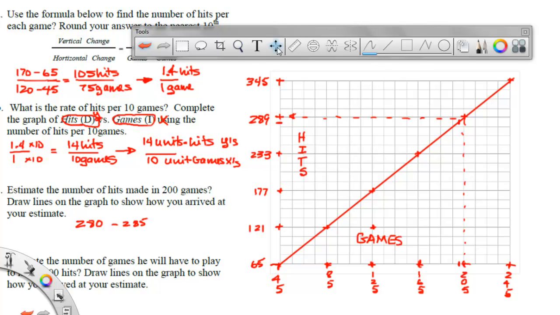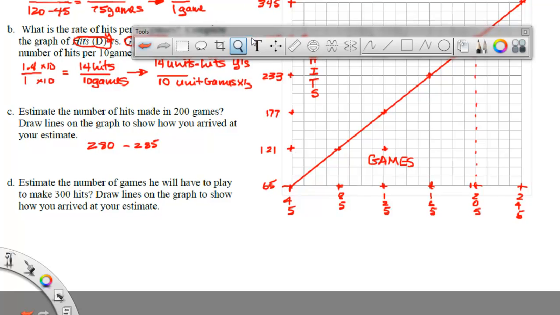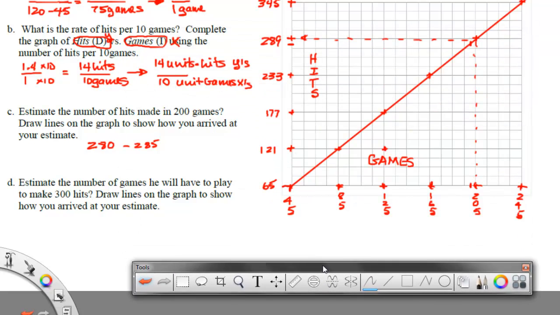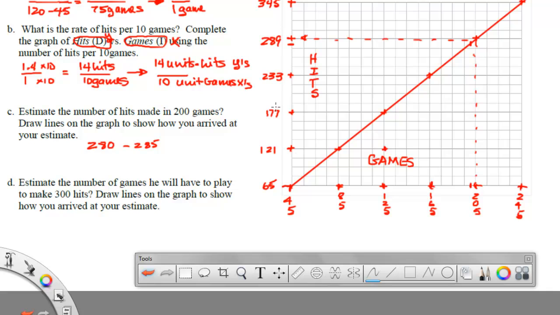Okay, let's go down and look at part D. Let me raise this up. It says estimate the number of games he will have to play to make 300 hits. Well, some of you looked at this and your graph didn't go up to 300 hits, so you added some at the top and tried to finagle it around. Well, that's not the way that we do it. So we know that this is 289. This is the closest one I have to 300.